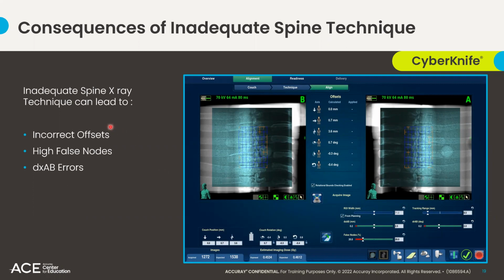If the system were inadvertently locking on to the incorrect vertebral body and providing us with incorrect offset, the system would interrupt delivery. The user would be presented with algorithm errors that they would then have to troubleshoot. So suboptimal technique alone will not cause a mistreatment. However, spending extra time optimizing your technique can result in a more efficient and more precise treatment for your patient.